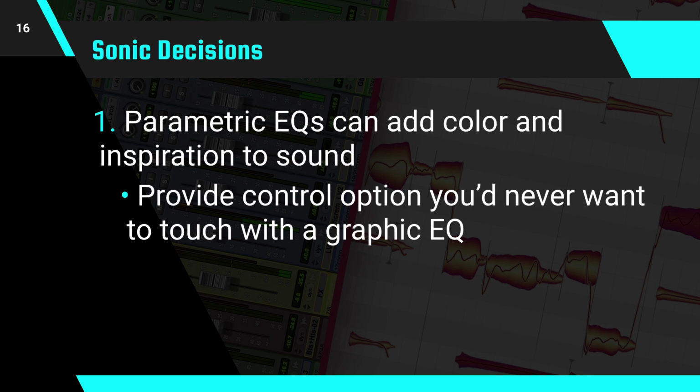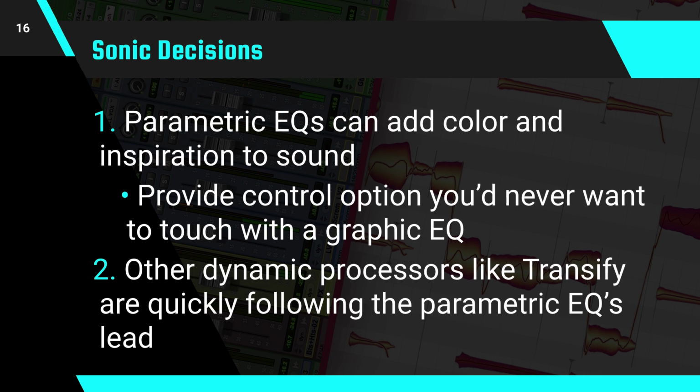Other dynamic processors like Transify are quickly following the parametric EQ's lead when it comes to picking the target frequencies too. And rather than having something designed to help shape a signal's attack or clip its peak at a fixed frequency, engineers are now able to set those kinds of options themselves for increased flexibility.